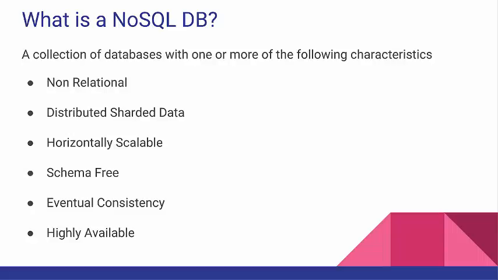non-relational, distributed data or sharding, horizontally scalable, as in we can add more hardware to increase the capacity of the database, schema free, eventual consistency, and high availability. Note that I said one or more characteristics, and I say this because no single class of NoSQL database has all of them. Most of them will have one or more of the above characteristics. Let's look at each one of them in more detail.